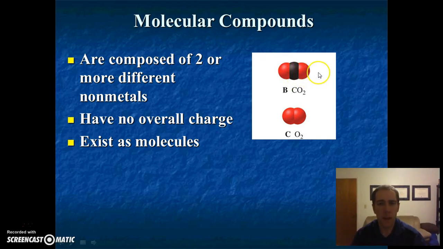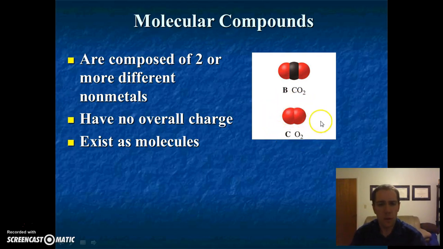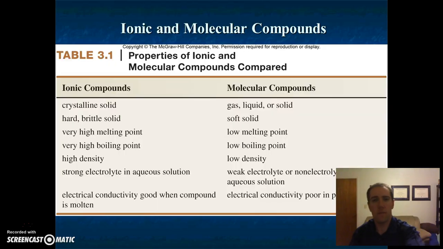So over here we have a molecular compound. There's CO2, carbon dioxide. Carbon and oxygen are both nonmetals. And then we also have O2 here. And we'll see what O2 is. O2 is a molecule, but it's not actually a compound because they're both oxygen. If there's two atoms, even if they're the same element, it's not a compound. A compound has at least two different elements.